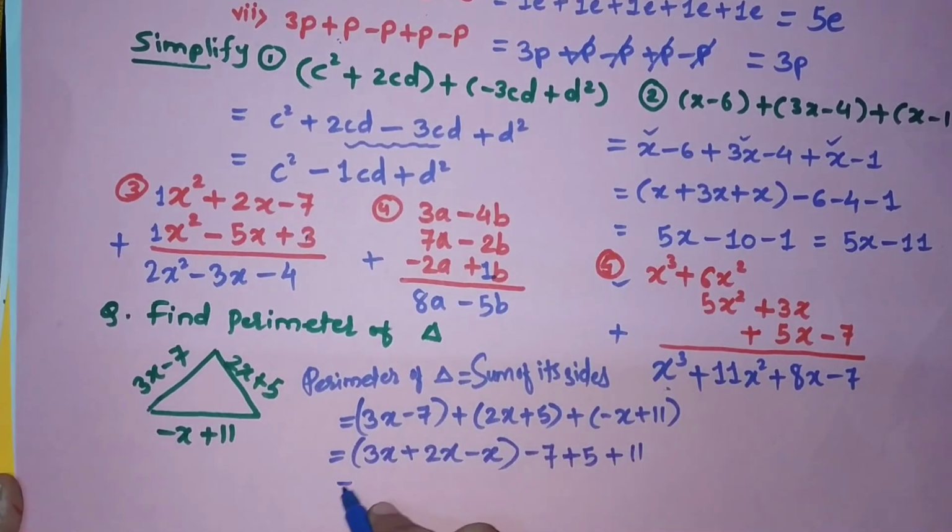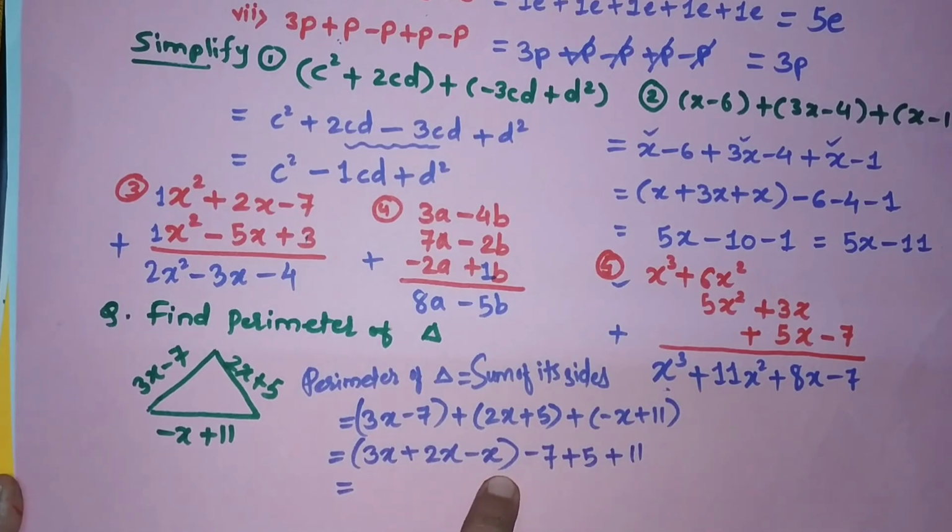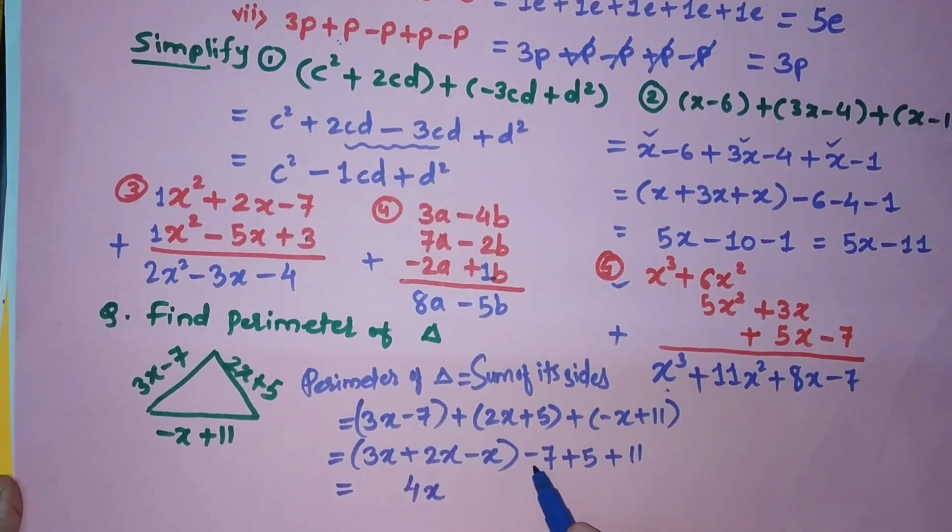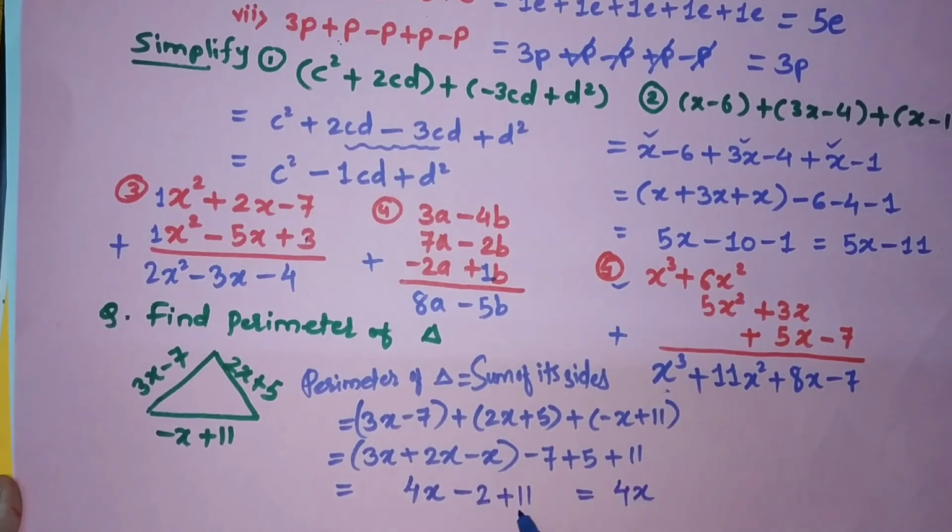So friends, now we'll go for it. 3 plus 2 is 5x. 5 minus 1, here nothing is there, which means minus 1. So 3 plus 2 is 5, 5 minus 1 is positive 4x. Now minus 7 plus 5 will give you just minus 2. One is a positive integer, one is a negative integer, so you go for the subtraction. Minus 2 plus 11. So finally 4x, minus 2 plus 11, you will get plus 9. So the final answer is 4x plus 9.